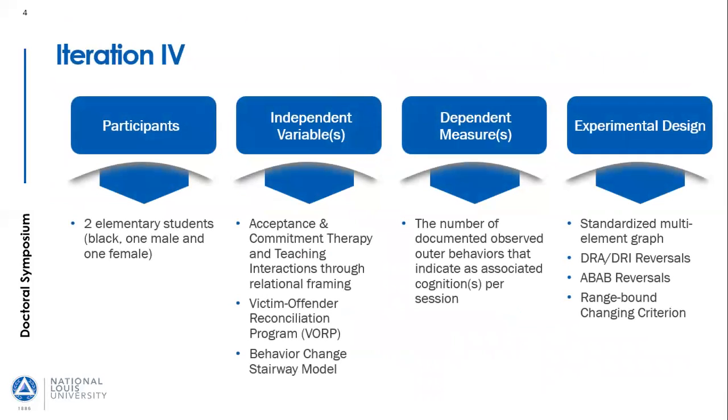Our participants were 2 elementary students. They were both African American, one male and one female. One was a kindergarten student and the other was a 5th grade student. Our independent variables were ACT, acceptance and commitment therapy, victim offender mediation, and also the behavior change stairway model, which I don't have time to get into here, but that's the FBI's hostage negotiation protocols.